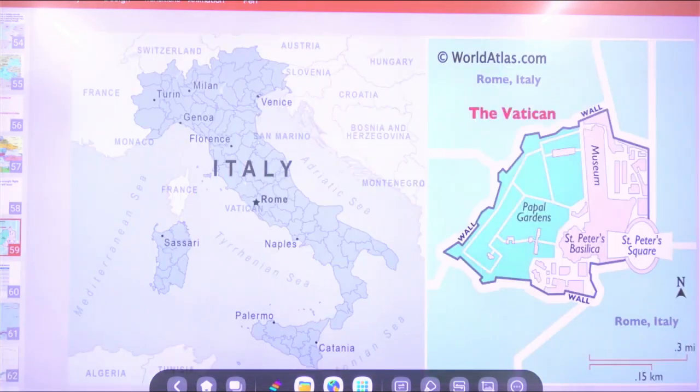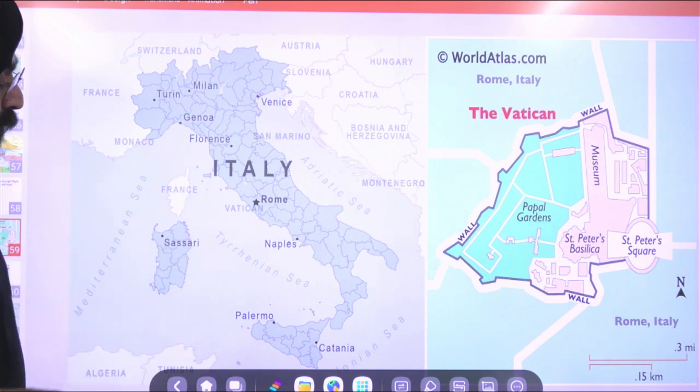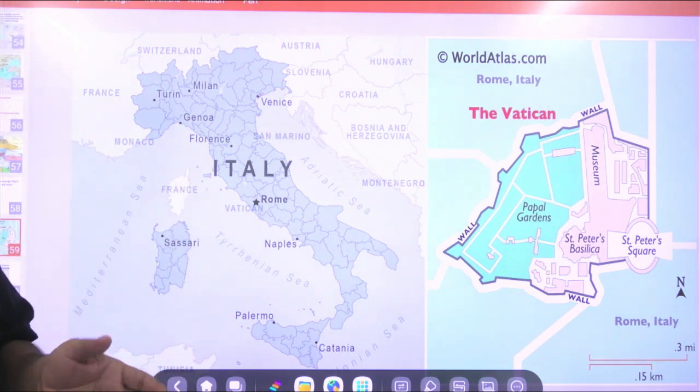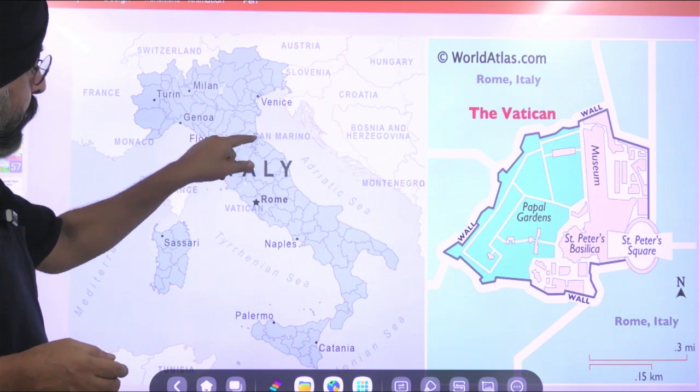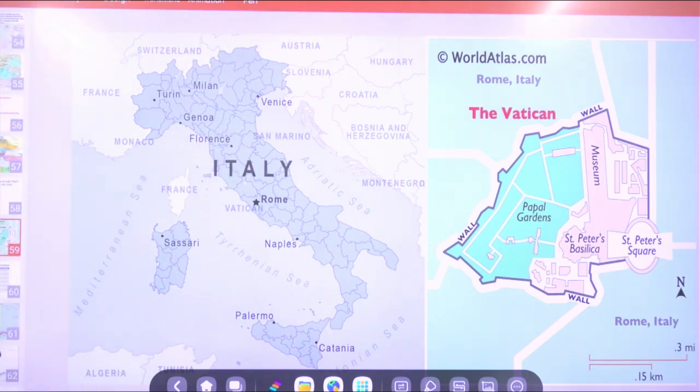Now this one is Italy. You can see Vatican. Vatican is a landlocked country, and same is the case with San Marino also. It's also landlocked. Right? And you can see the map of Vatican also.